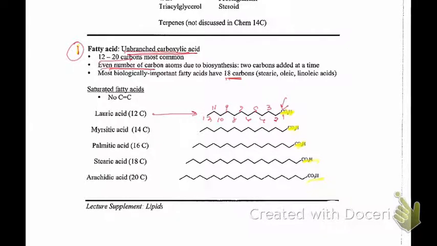Alright? So you can have saturated fatty acids. Saturated fatty acids do not have any carbon-carbon double bonds. And here we see a bunch of examples, 12 carbons, 14, 16, 18, or 20. You do not need to know these specific names, you just need to understand the general class. Fatty acids, carboxylic acid, even number of carbons.